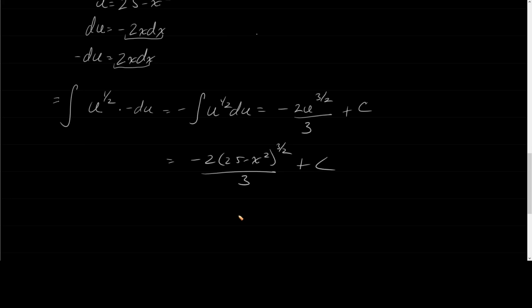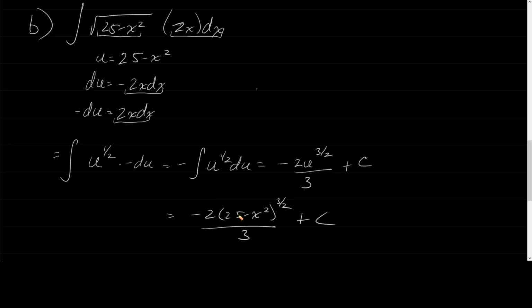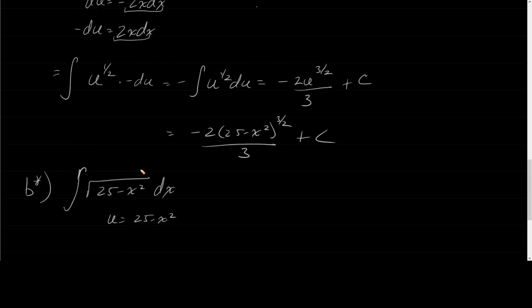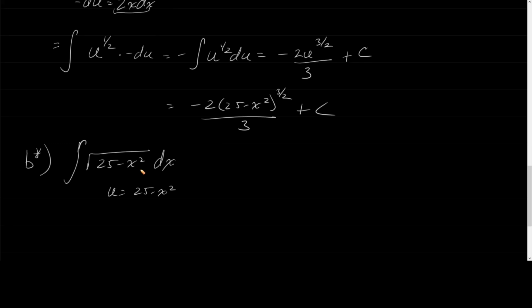Alright, so I said I was going to do an alternative to this. So let's do this problem again. Let's say that I had the integral of 25, the square root of 25 minus x squared, dx. So let's see. We started the same way. u is equal to 25 minus x squared. Oh, hold on. I missed something, didn't I? Yep, the 2x. 2x dx. There we go.